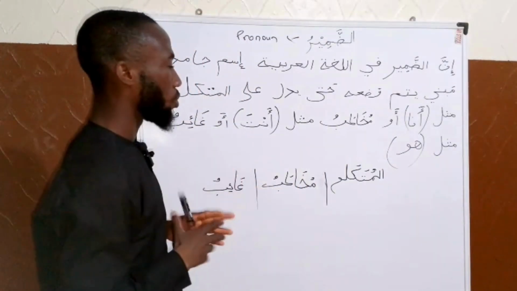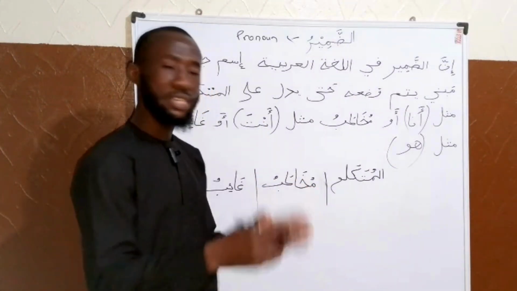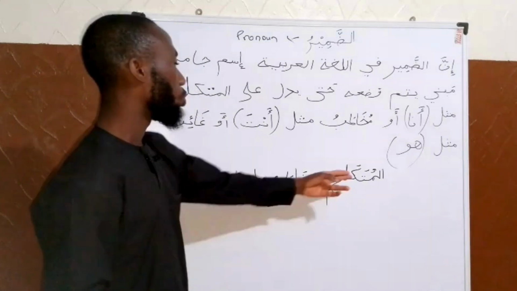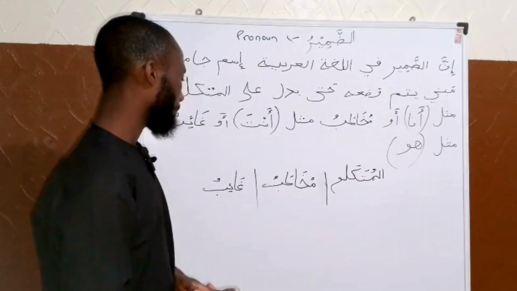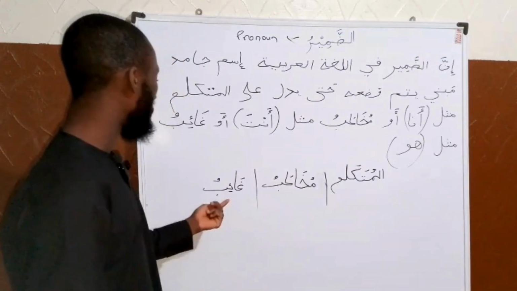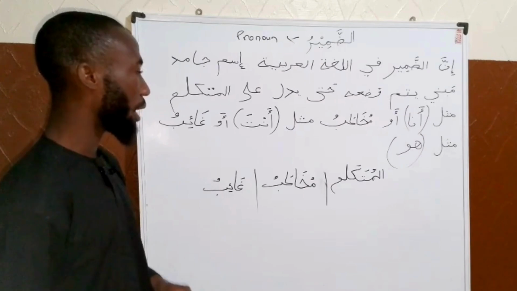Now we say domir. That is domir. It is divided into three parts. We have the first one, which is mutakalim. The second one is mukhatab. And then the third one is ghaib. That is the third pronoun.